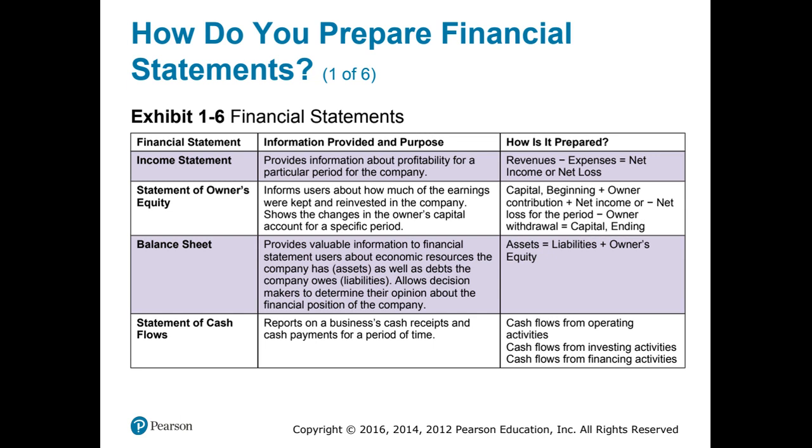And we prepare the statement of owner's equity. We take the capital beginning plus the owner contributions, what the owner contributes, plus whatever their net income is, or if it's a net loss, we're going to subtract out the net loss for that period. We're going to subtract any owner withdrawals because the owner took money out. And then that's going to leave us with our ending capital.